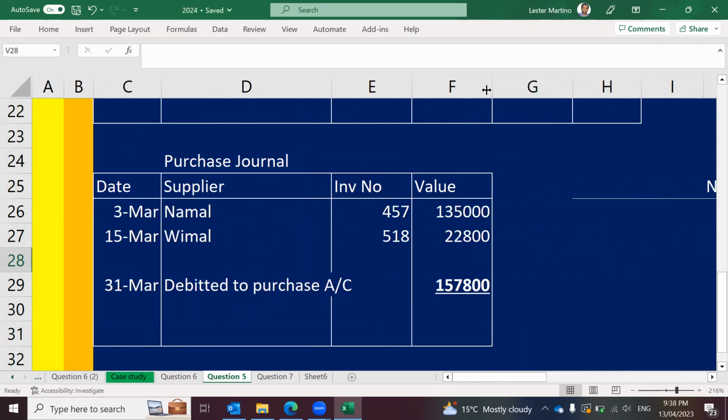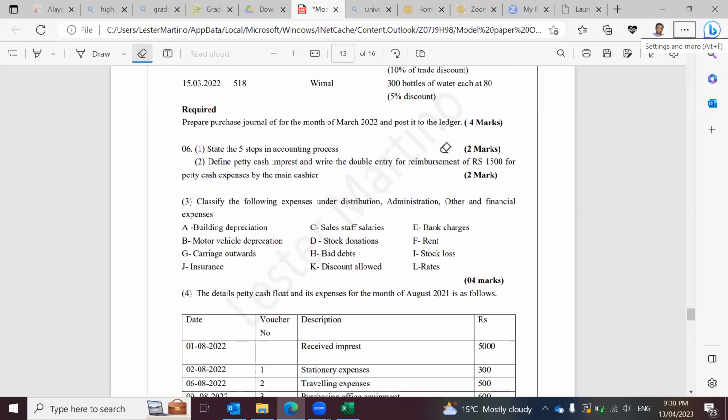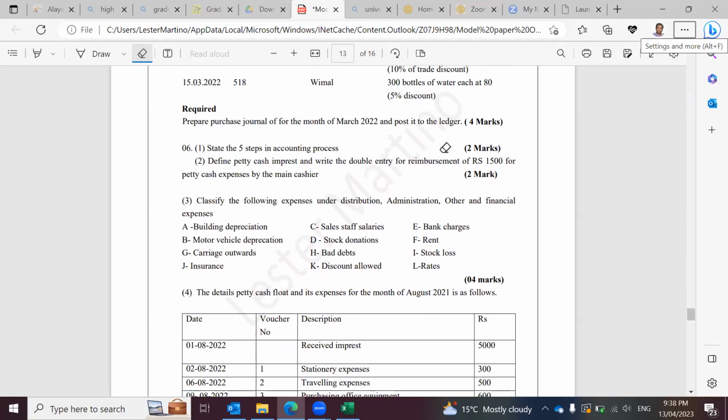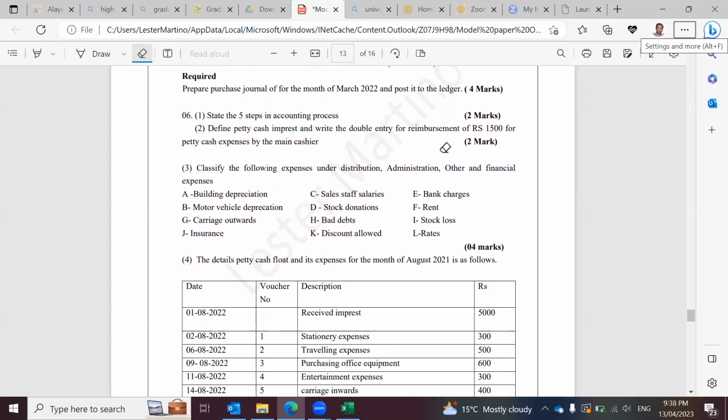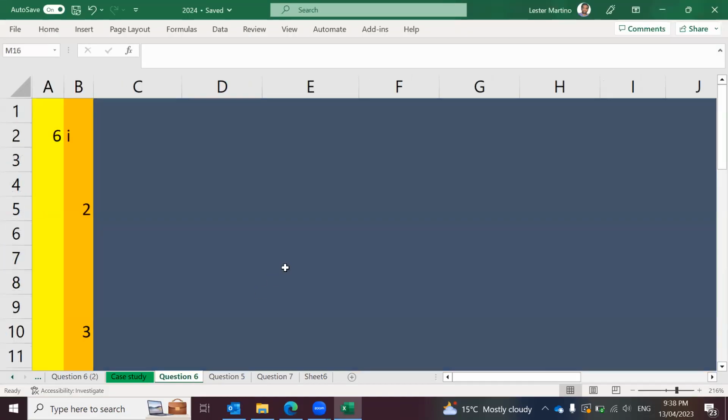Right. Shall we move to the next question? Question number 5. State the 5 steps in the accounting process. Question number 6, sorry. So you can write it down.